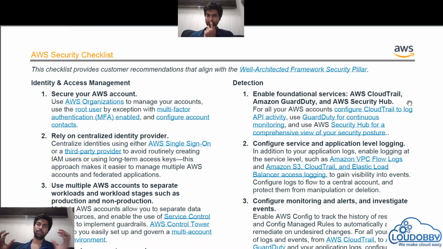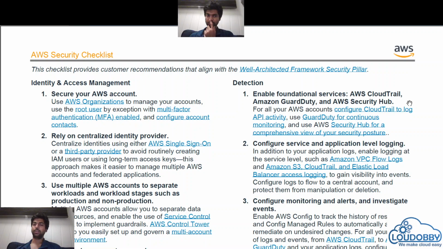Even though you have multiple accounts, you can store everything in one S3 bucket, and you can protect the logs from manipulation or deletion. For example, you can use a hashing mechanism like SHA-256 checksums when putting all this into the bucket, so no one can manipulate your logs. But ideally you need to have application logging enabled for your applications.